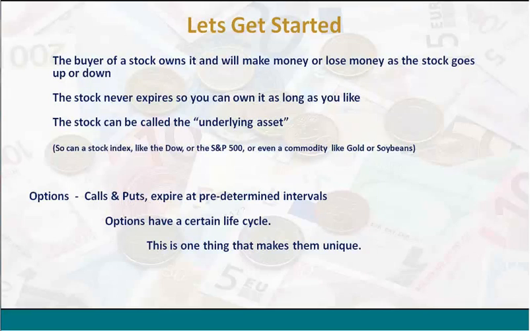Let's say that the buyer of a stock, he owns it, right? So if you buy Apple, Google, IBM, you own it, and you'll make money or lose money as the stock goes up or down. So you buy it at, hypothetically, $100 a share, and if the share price goes up, you make money. If it goes down, you lose money. I mean, that's pretty obvious, right? But it never expires. The stock never expires, so you can own it as long as you like. Caveat, maybe sometimes a company gets bought out and it's replaced with new stock, but let's just assume that the stock never expires, which technically it doesn't. So you can own it as long as you like.